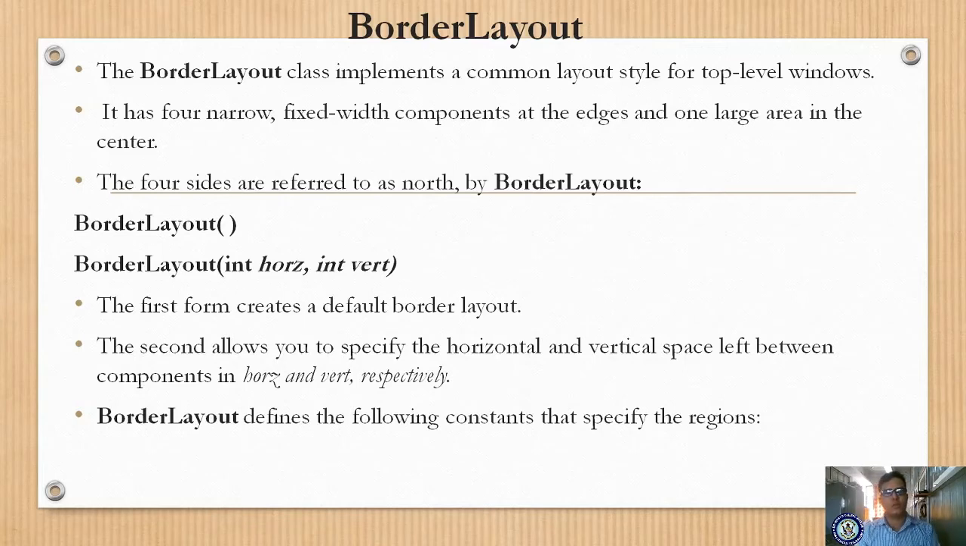Now BorderLayout with blank parentheses is the default constructor, and BorderLayout(int horizontal, int vertical). You are specifying horizontal space as well as vertical space, width and height. Horizontal means width, vertical means height. Okay, that is the first form, the default. BorderLayout defines the following constants that specify the regions.